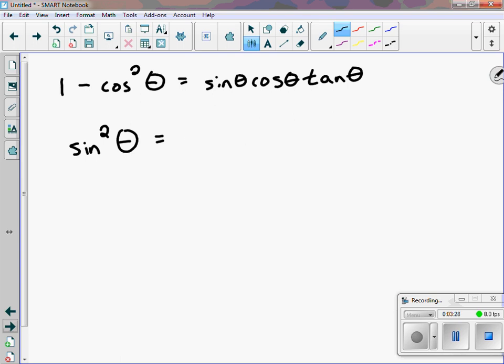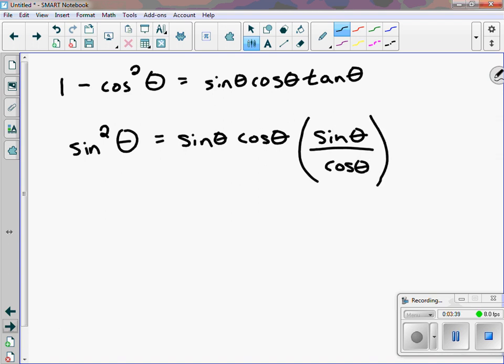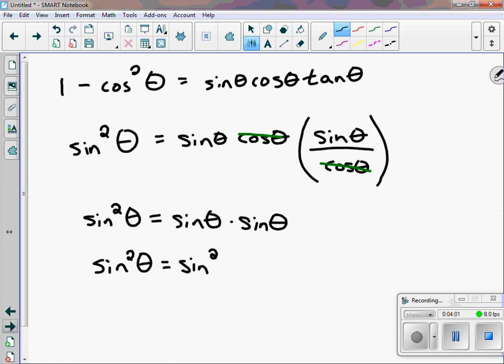So I'm going to change that into sine and cosine. And we know that this is sine over cosine. Well, if I'm looking at this, I know right now that the cosines are going to cancel out. So now I've got sine squared of theta equals sine theta times sine theta. Well, sine times sine is sine squared. I am now checked out. Both sides, left side equals the right side.